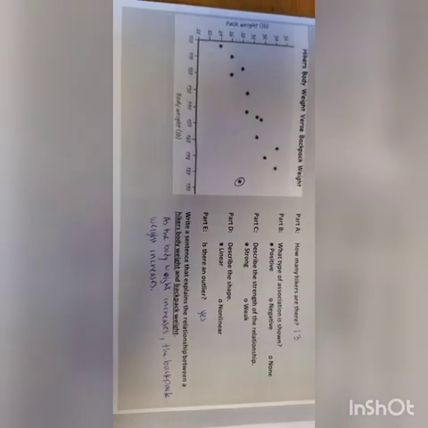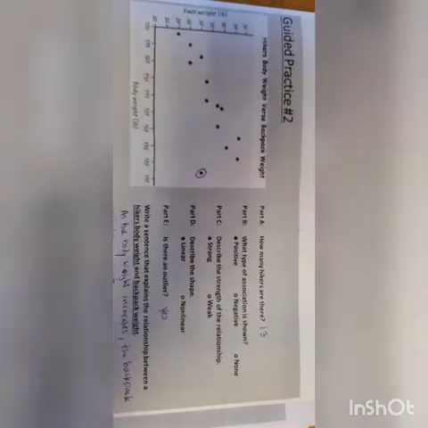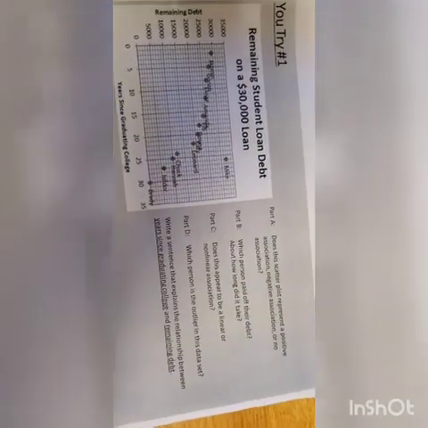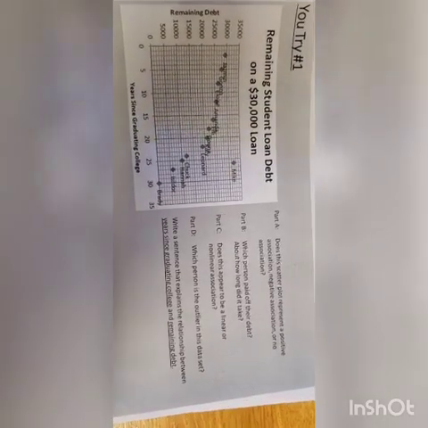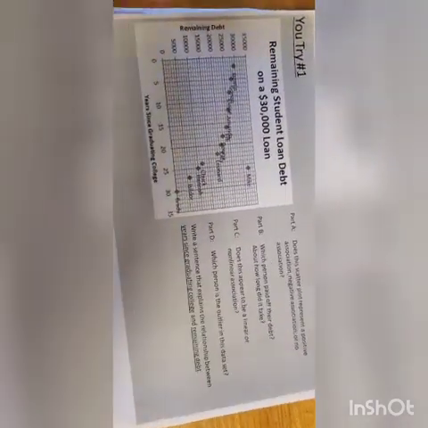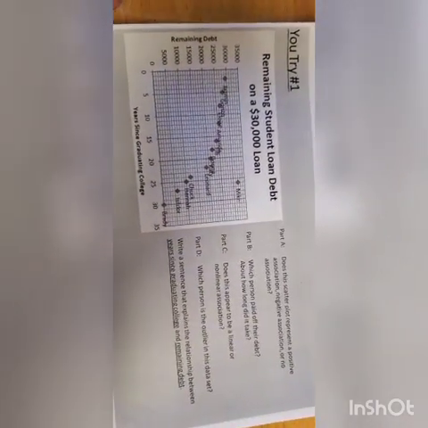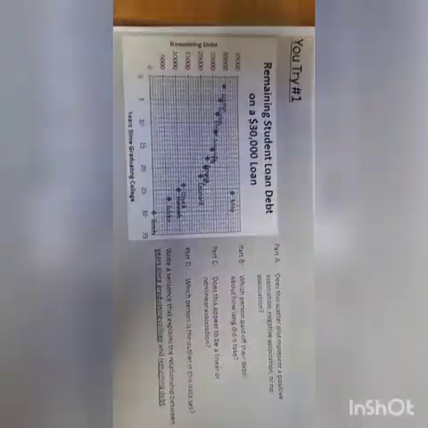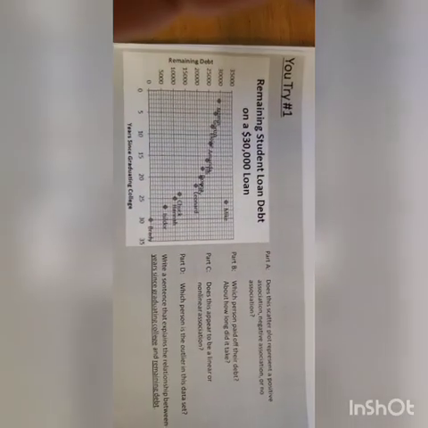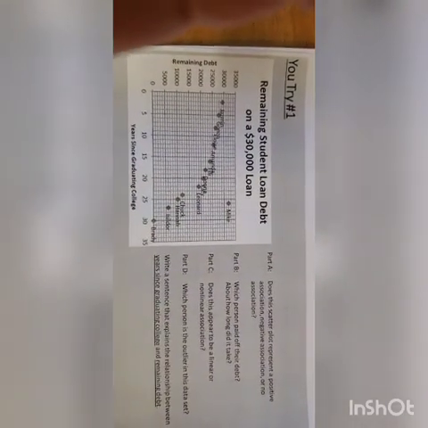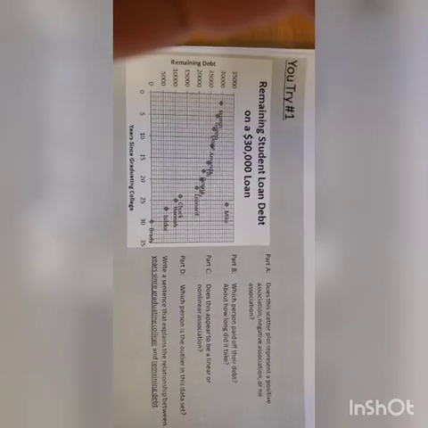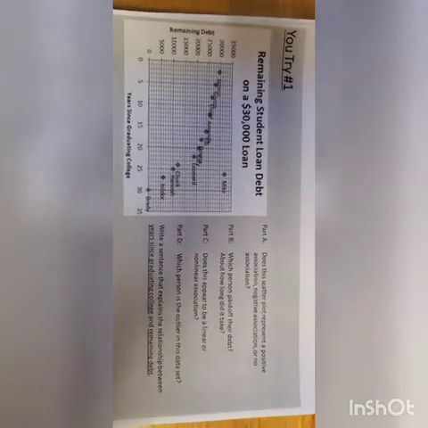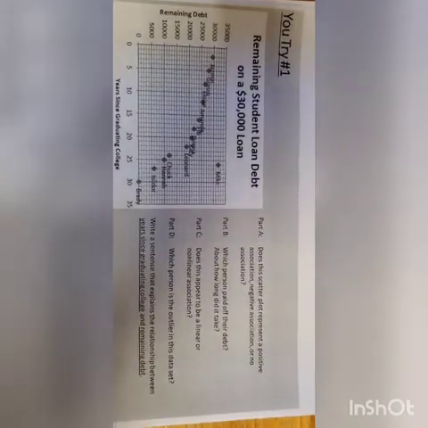They're both increasing, and so that makes a positive relationship. Let's look at this next one. We have student loan debt, years since graduating and remaining debt. Part A asks us, does this scatter plot represent a positive association, negative association, or no association? So take a moment to look at it and decide.